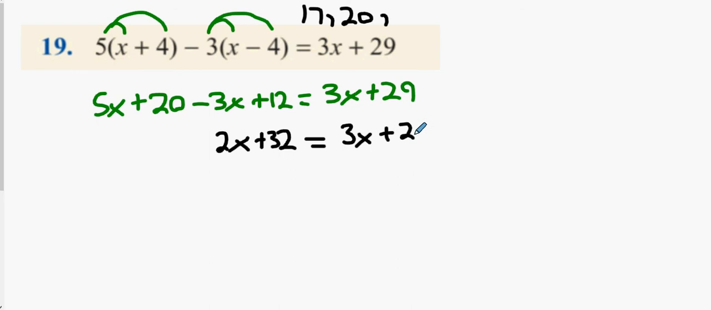And then you move the x's to the left and the numbers to the right. Highlight the ones we are going to move. Which ones are we going to move? 3x and 32. We're moving the 3x and the 32.